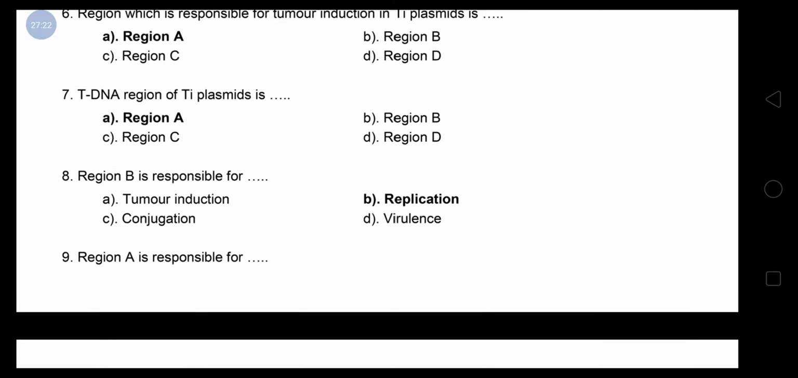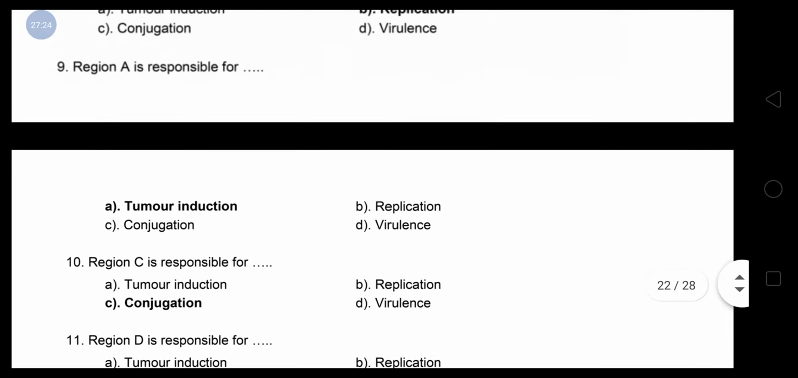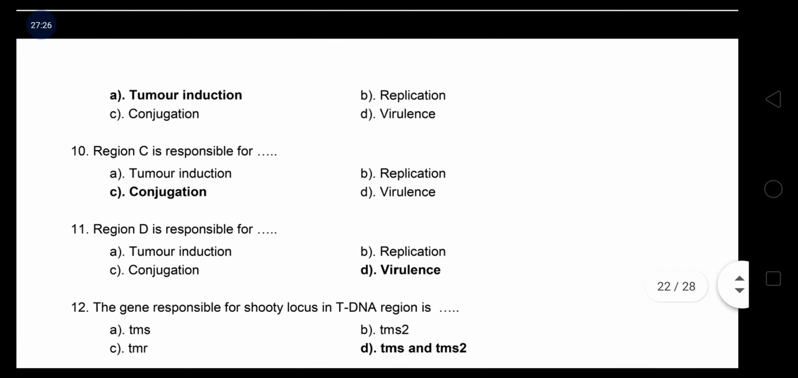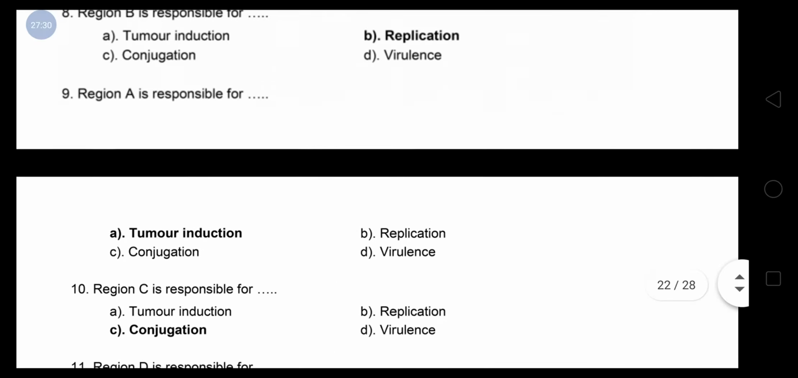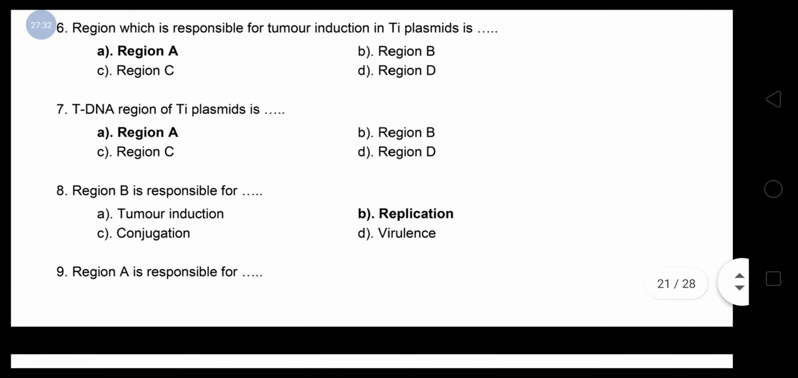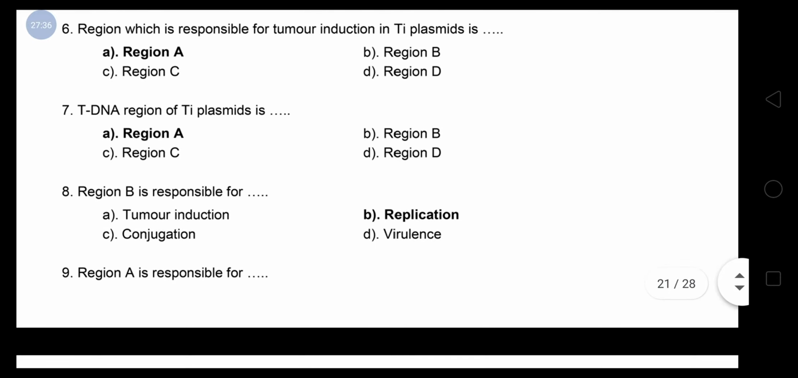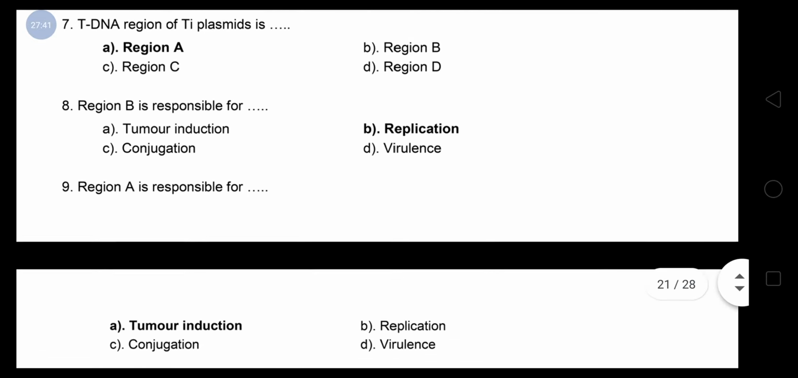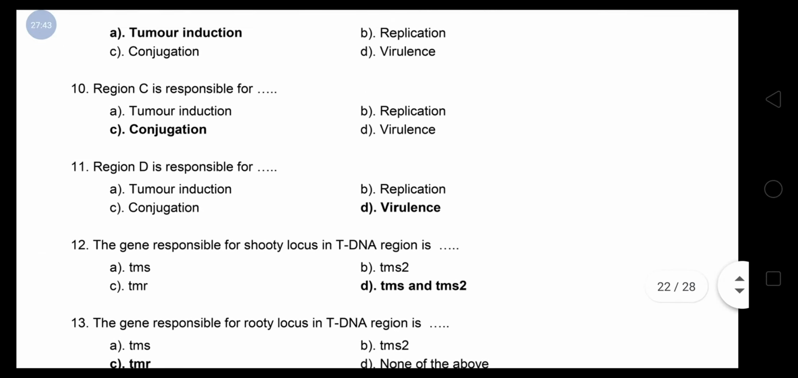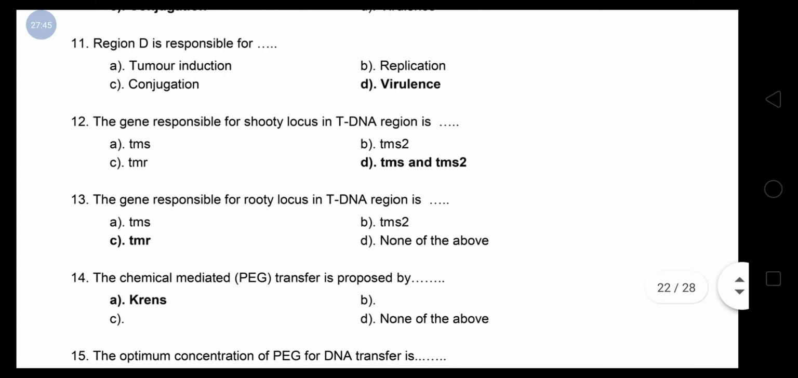Region B is responsible for replication. Region C is responsible for conjugation and D is for virulence. I repeat, region A is responsible for tumor induction, region B is for replication, C is for conjugation, and D is for virulence.